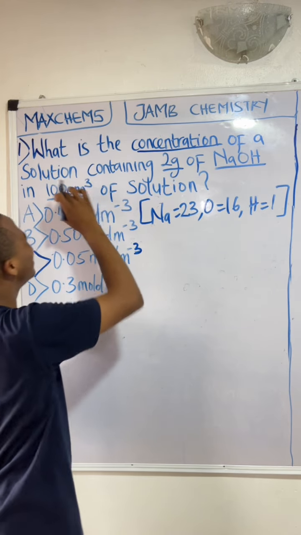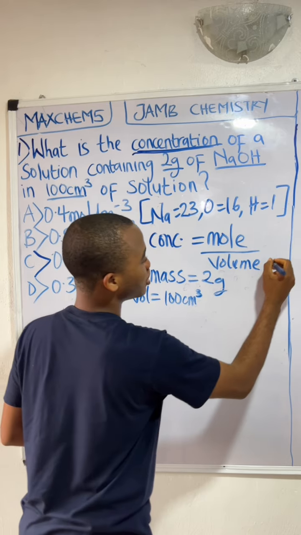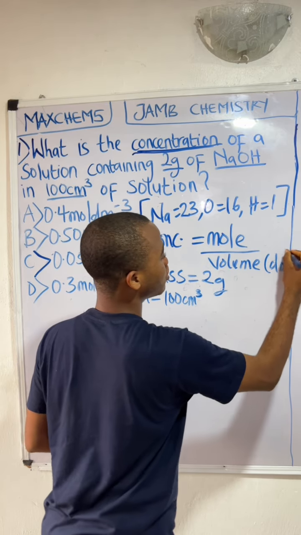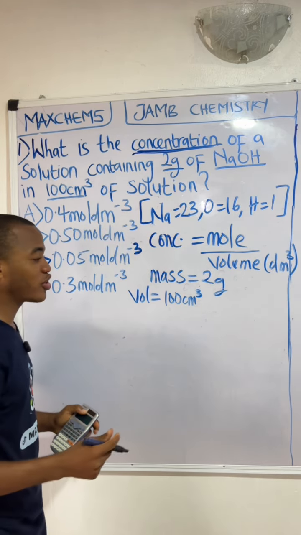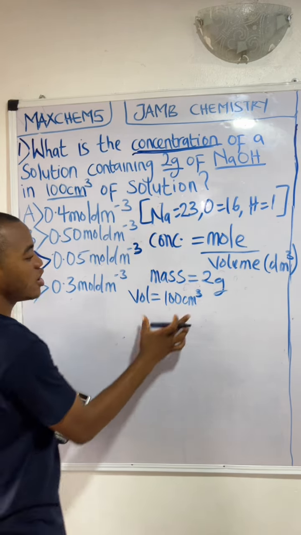Now, don't forget, in this formula, ensure that your volume is always in dm³, because it is very important. But they give us our volume in 100 cm³, so we need to convert it to dm³. How many cm³ make 1 dm³? A dm³ is the same thing as 1 liter. So let me quickly write: 1 dm³ is equal to 1000 cm³.